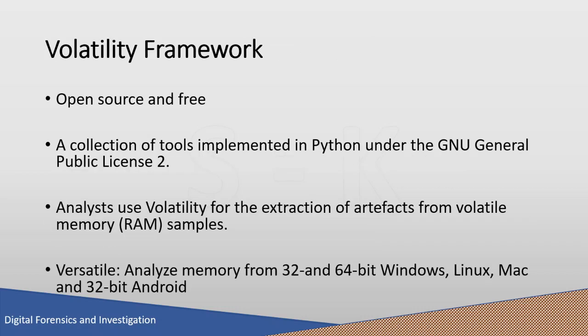The Volatility Framework is a completely open collection of tools implemented in Python under the GNU General Public License. Analysts use Volatility for the extraction of digital artifacts from volatile memory samples, like RAM samples. Because Volatility is open source and free to use, you can download the framework and begin performing advanced analysis immediately without paying a single penny.